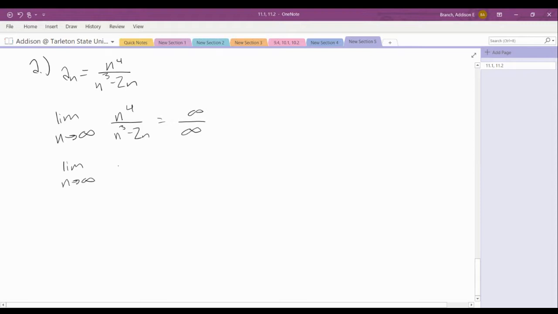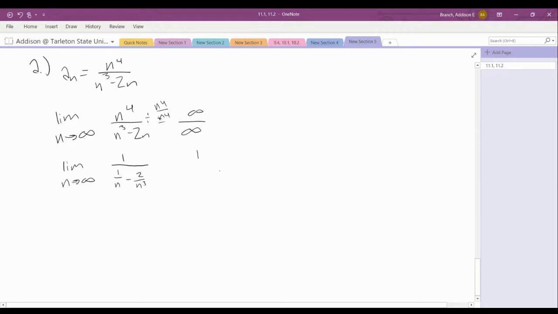So let's just go ahead and divide everything by n to the fourth. n to the fourth over n to the fourth gets us 1 in the numerator. Then we get 1 over n minus 2 over n cubed in the denominator. Now that takes care of everything with L'Hopital's, so we don't have to do L'Hopital's multiple times. So we can go ahead and plug this in.